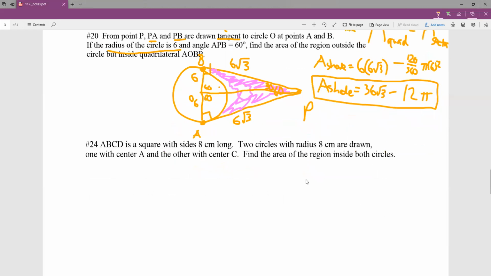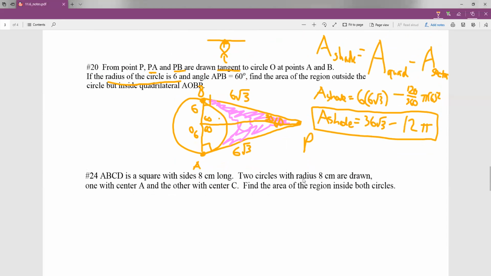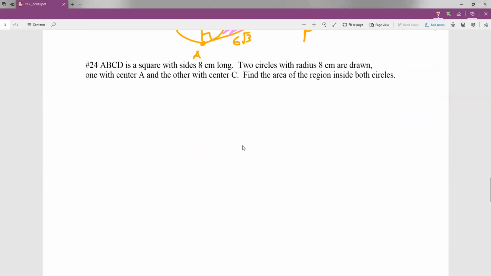So this is an example of using the subtraction of areas to figure out the shaded areas. You're going to have to do that a lot in your homework. All right, so moving on.